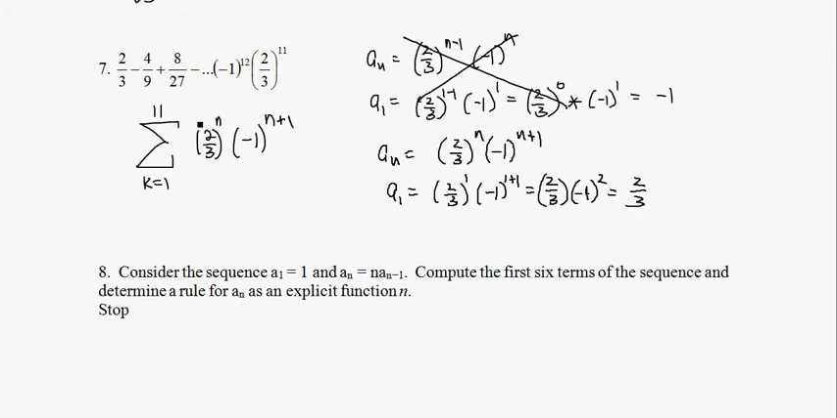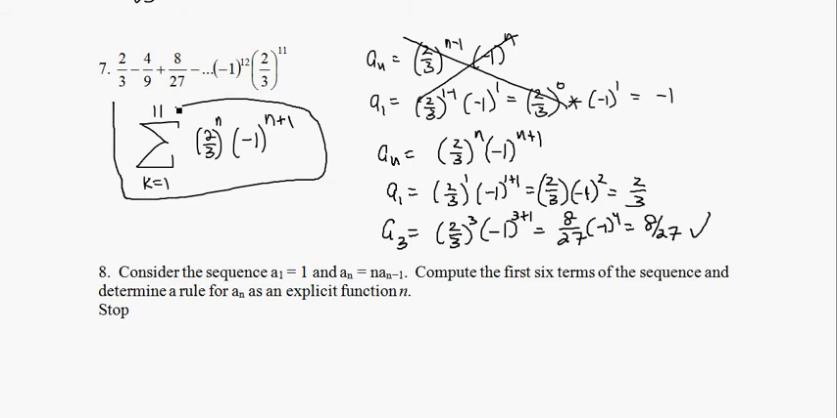Let's try the third term right here. A sub 3 is 2/3 cubed, negative 1 to the 3 plus 1. So that's equal to 8/27, and this is negative 1 to the 4th. So that's 8/27, and that's a check. So this is our sigma notation that generates this sum right here.